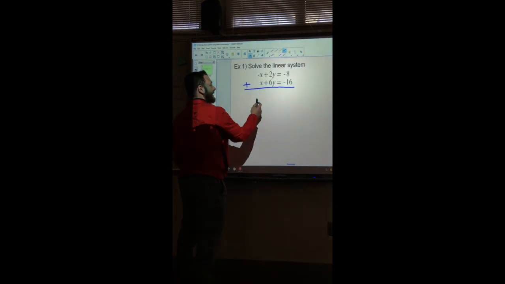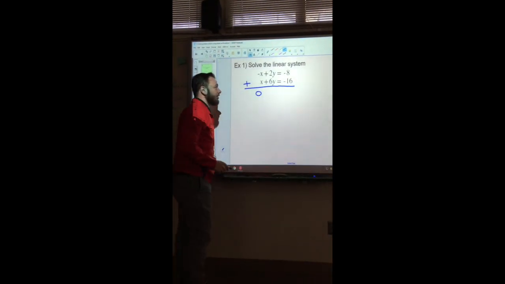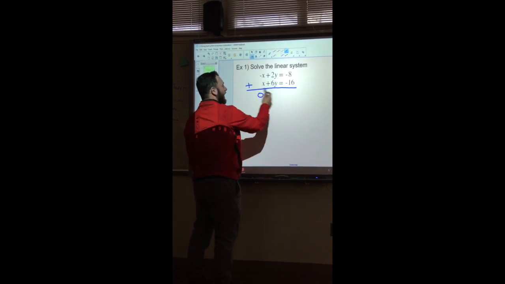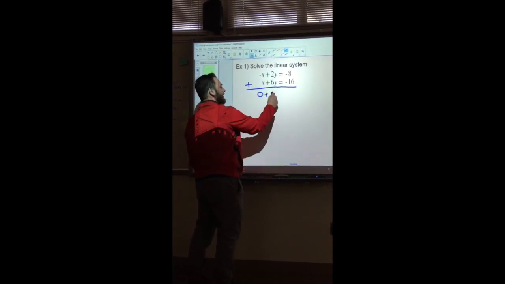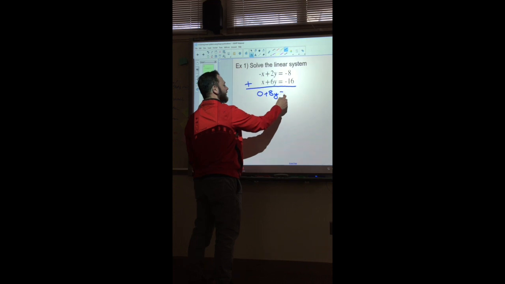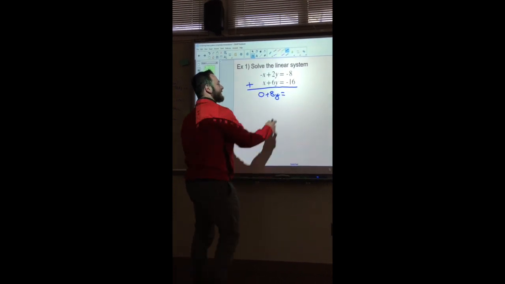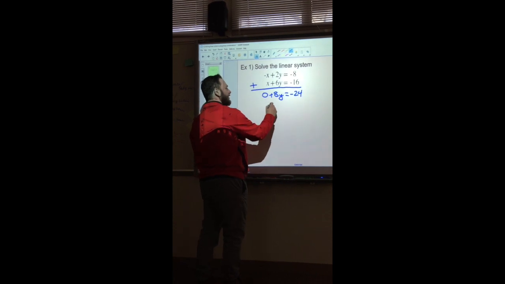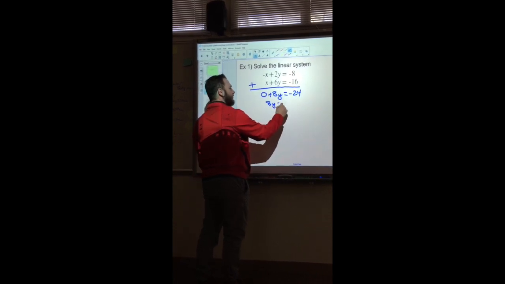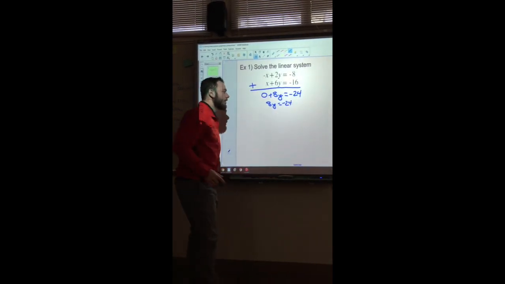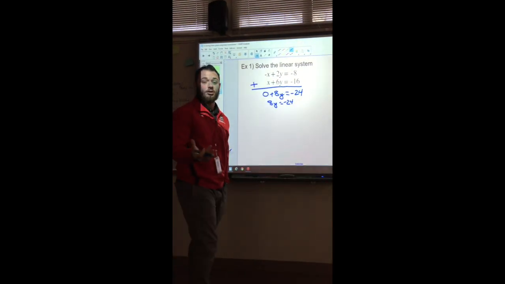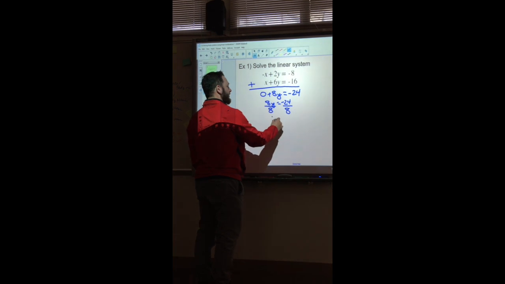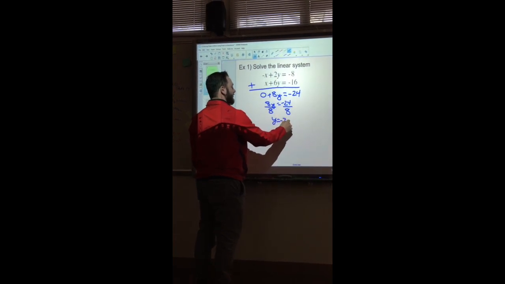So negative x plus x is going to equal 0. So that's gone, which is good. And then 2y plus 6y is a positive 8y. Negative 8 minus 16 is negative 24. So now we have 8y equals negative 24. Now we just got to get y all by itself, so we divide by 8, divide by 8. y is then equal to negative 3.